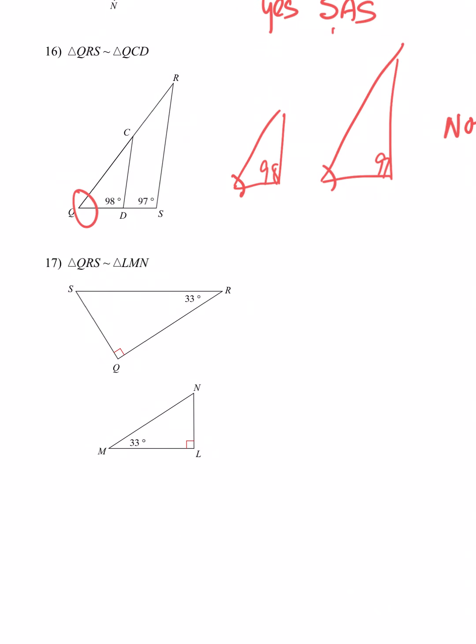And the last one would also have two angles equal, because if this is 90, we know it's equal to this one. And these two are 32, so we know they're equal to each other. Since the angles are equal, they are similar, meaning same shape, different size. It would be a yes by angle-angle.